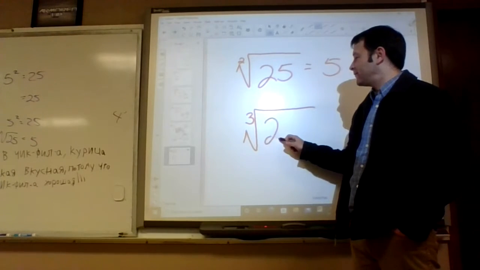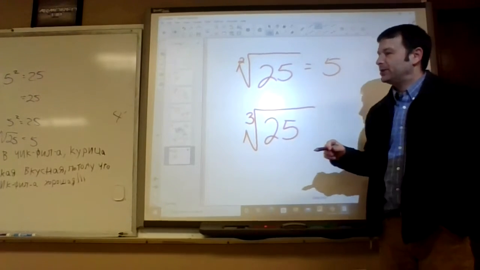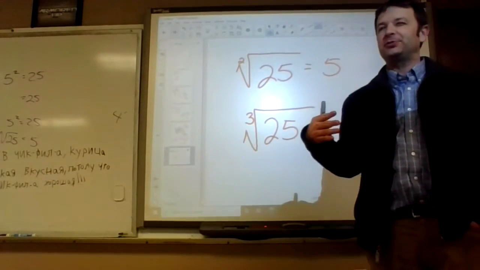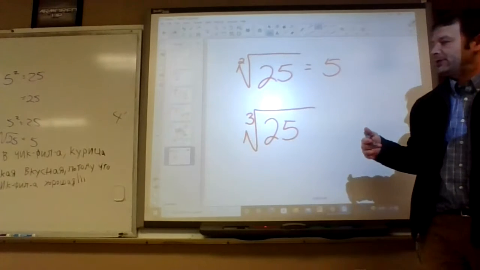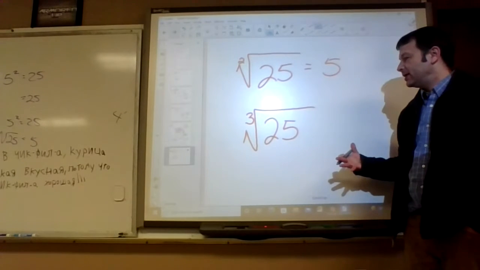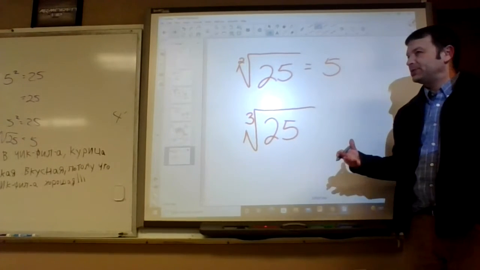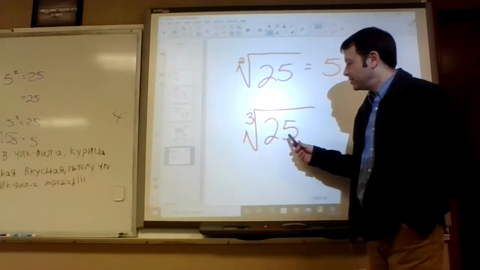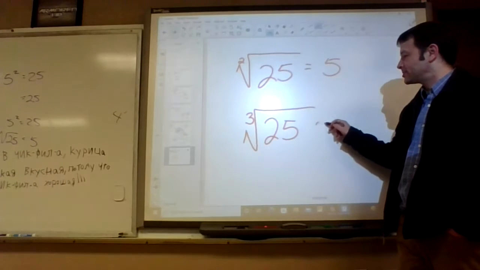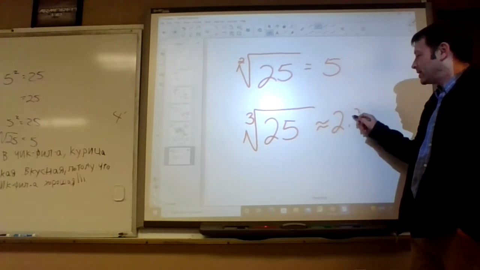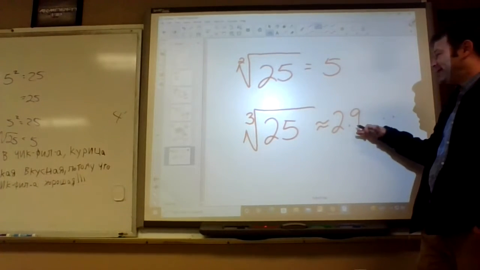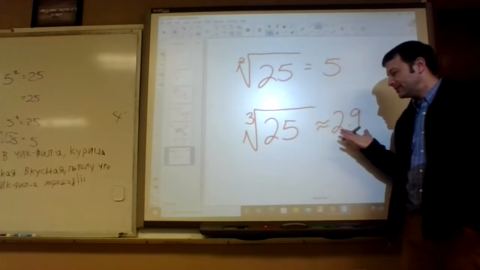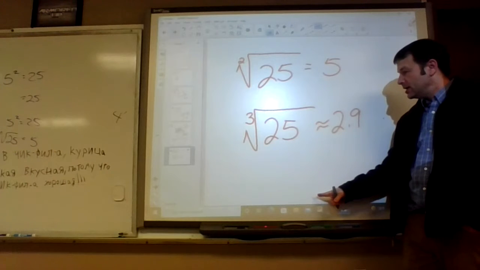If I had the cube root of 25, what times itself equals 25? There's nothing that would come out nicely. 2 times 2 times 2 is 8, 3 times 3 times 3 is 27. So 3 cubed is 27. So I'm going to guess this is probably 2.9, blah, blah, blah. It would be an infinite decimal. So if you have to write something down, you probably have to round it off.